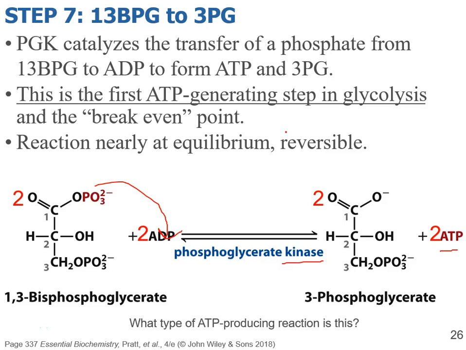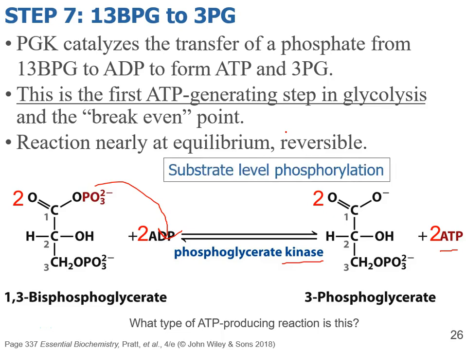But we should know, if I asked you what type of ATP producing reaction this is, the answer is substrate level phosphorylation. Remember we said that there are 2 fancy terms for talking about how you synthesize ATP. So this is one of them. Substrate level phosphorylation means that we're taking a phosphate from a substrate, in this case the substrate is 1,3-bisphosphoglycerate, and we're phosphorylating the ADP to make ATP.